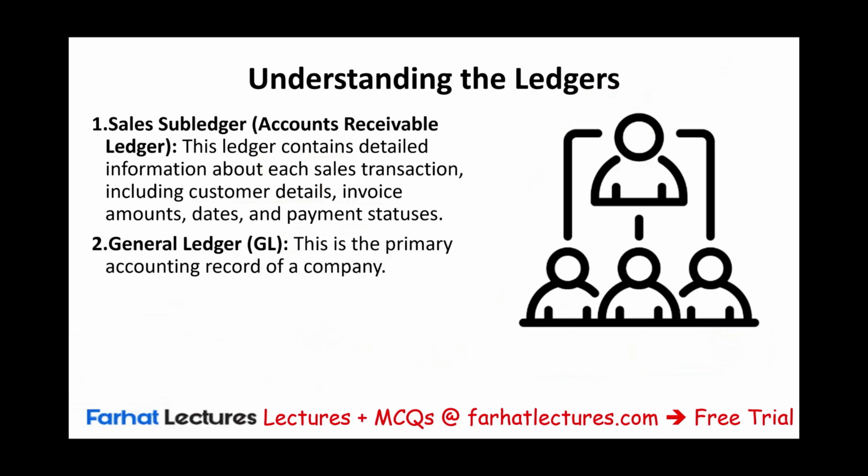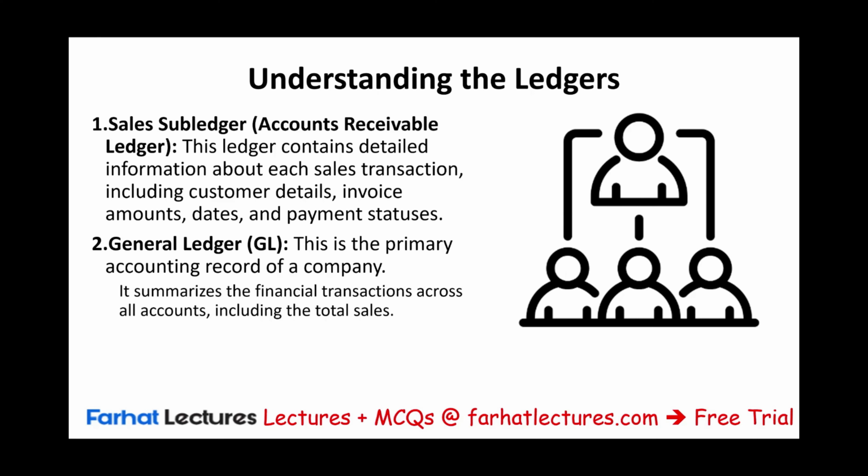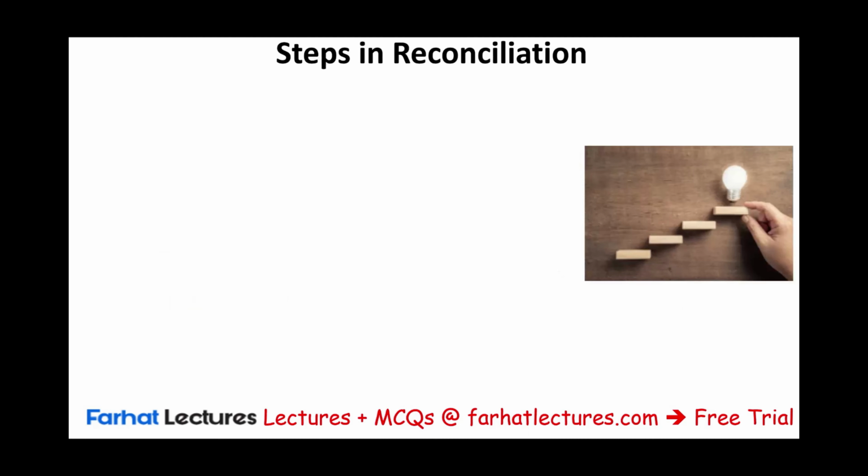So the general ledger is the primary accounting record for the company. It summarizes the financial transactions across all the accounts, including the total sales, the total receivable, whatever we are doing here. But here we are dealing with sales or account receivable. So what are the steps in the reconciliation process?